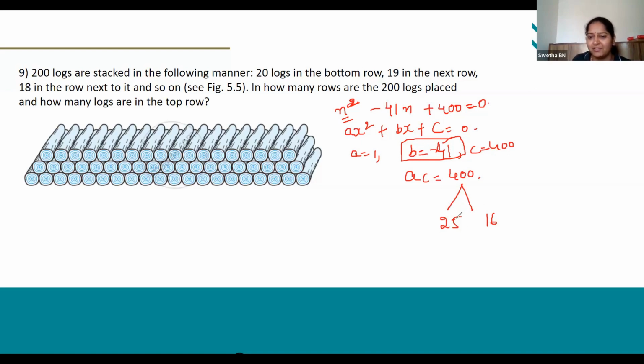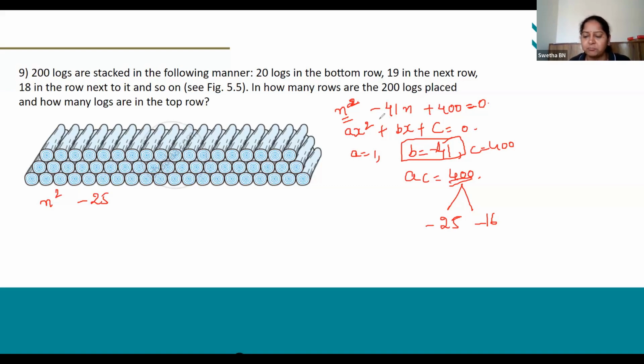Sometimes, I know it is not easy to find, but remember the numbers. Try to solve, and if you don't get it, try to remember the numbers. 25 and 16. Since b is negative, sorry, both are negative because the product is positive. So minus 25 minus 16 is minus 41. Now write n square minus... you know this method, no?